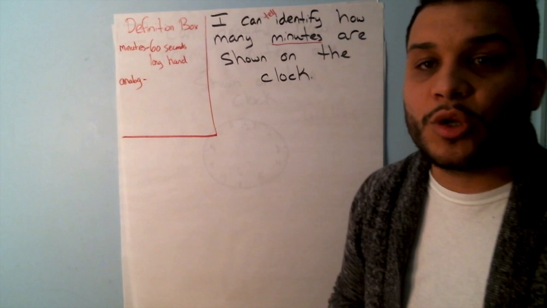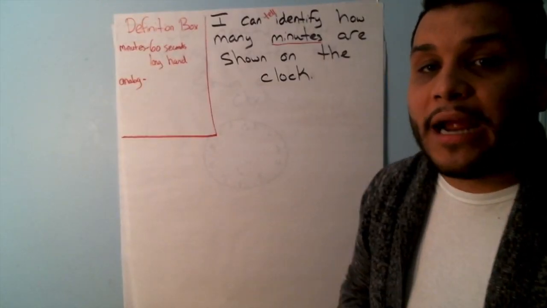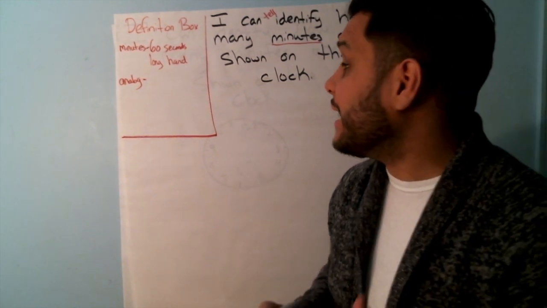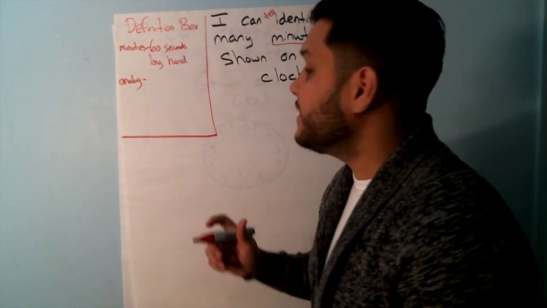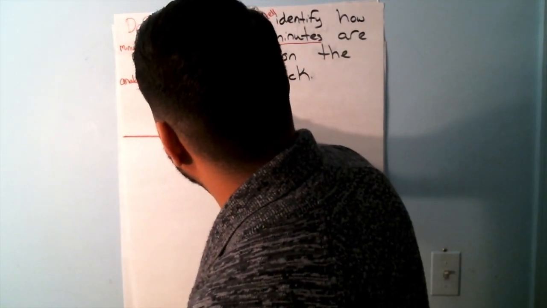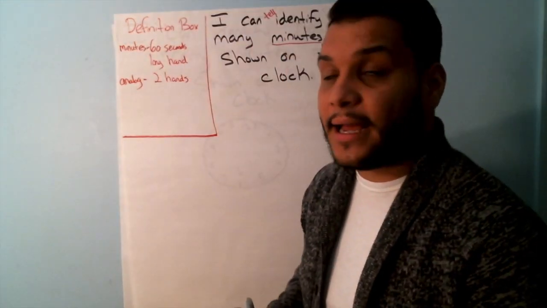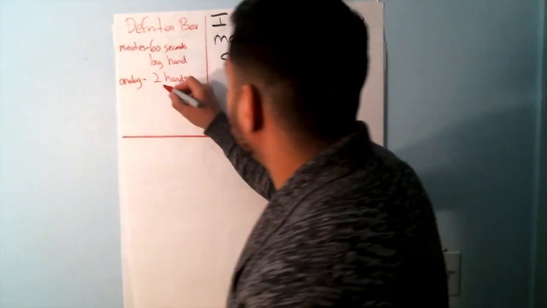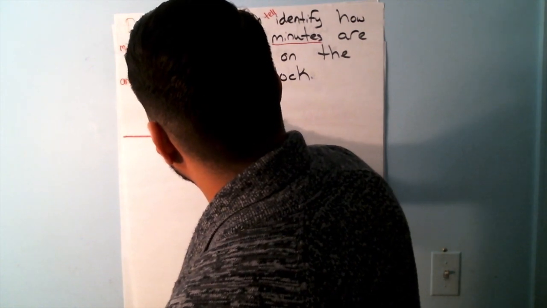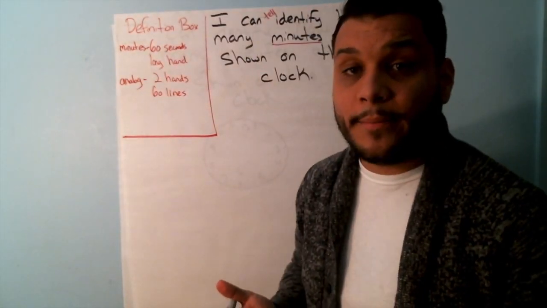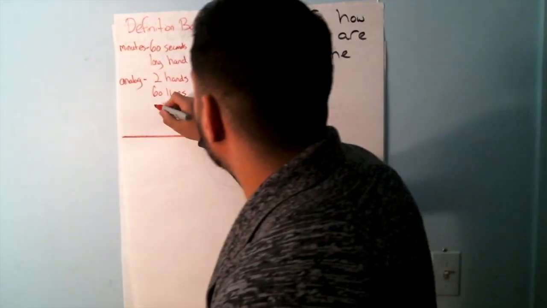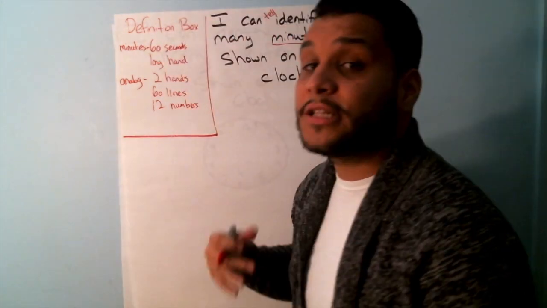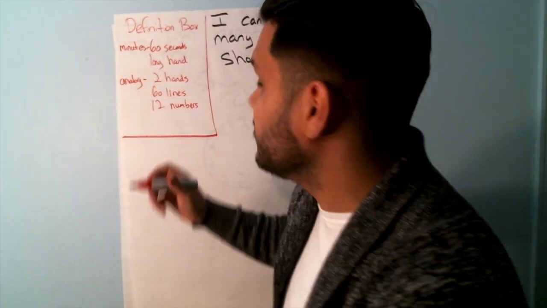And then let's see if we could go through our analog clock very quickly. Our analog clock, well, slow down, Mr. Nieves. Our analog clock has how many hands? Yes, 2 hands. How many lines? Say it louder. Whisper it. Yes, 60 lines. How many numbers? Yes, 12 numbers. And it's usually in the shape of a circle.